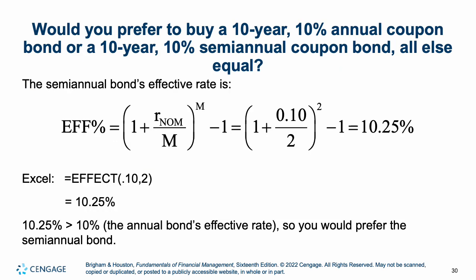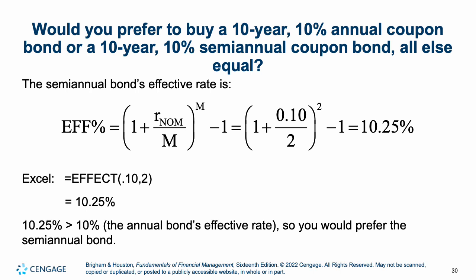So if we were an investor, what would we prefer? Would we prefer a 10-year 10% coupon bond or a 10-year 10% semi-annual coupon bond? Remember the formula that we looked at, equals EFFECT. EFFECT tells you the effective interest rate. And due to compounding, anytime you have semi-annual compounding, it's going to give you a slightly higher rate than annual.